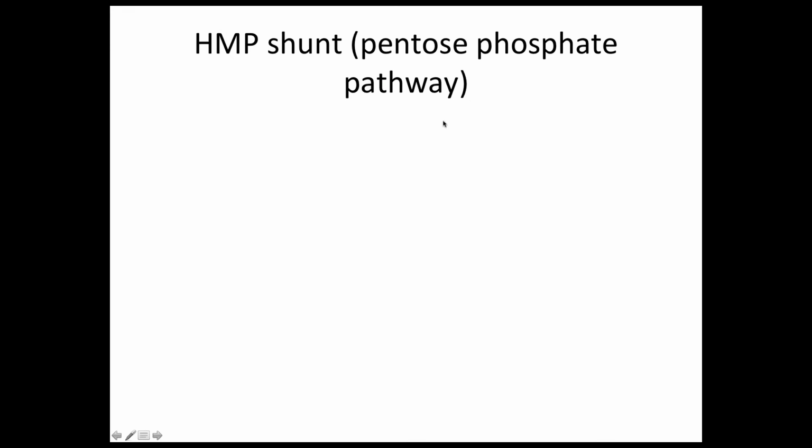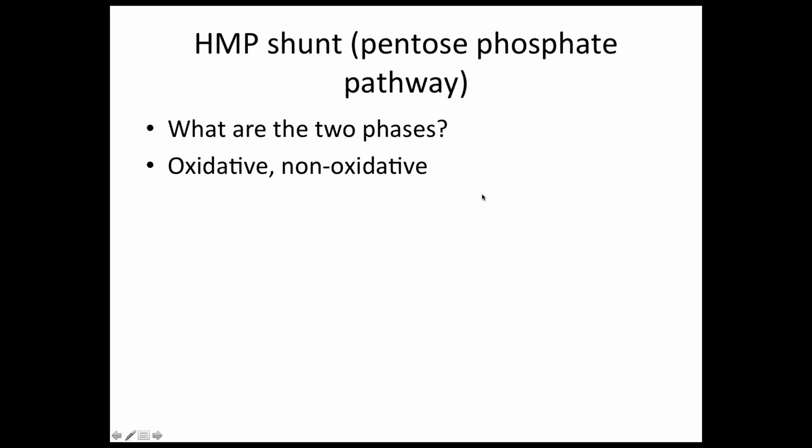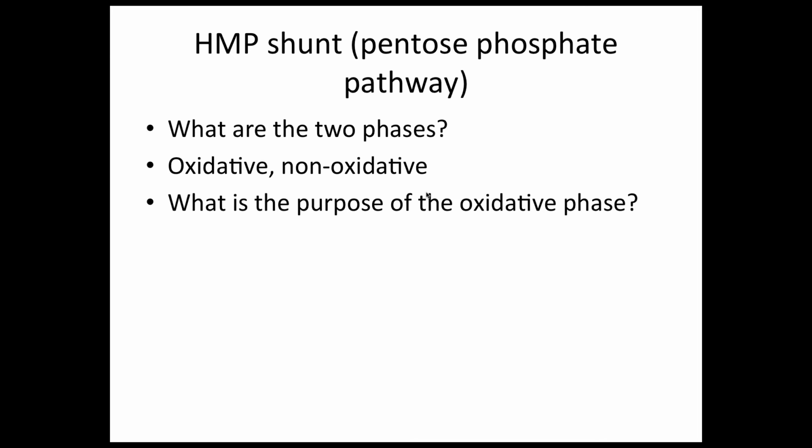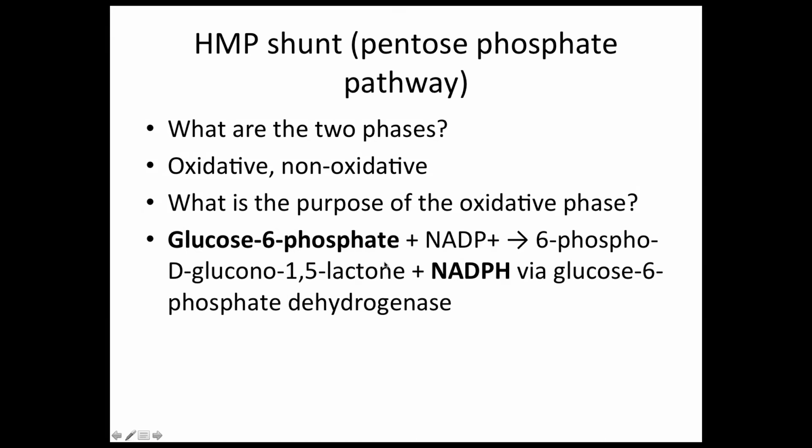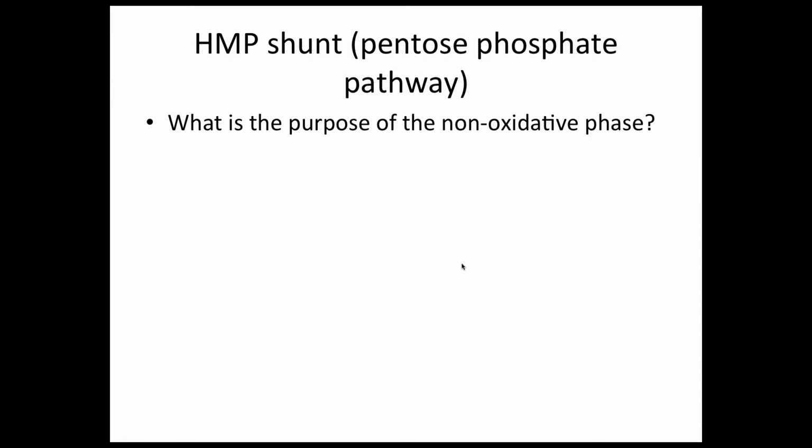Okay, HMP shunt, also known as the pentose phosphate pathway. What are the two phases of the HMP shunt, Natalie? The oxidative and the non-oxidative. Perfect. Yeah. You say that as a question. You should say that as a statement. Oxidative and non-oxidative. Perfect. MJ, what is the purpose of the oxidative phase? It makes the NADPH with G6PD. Yeah, perfect. And then what's the purpose of the non-oxidative phase?